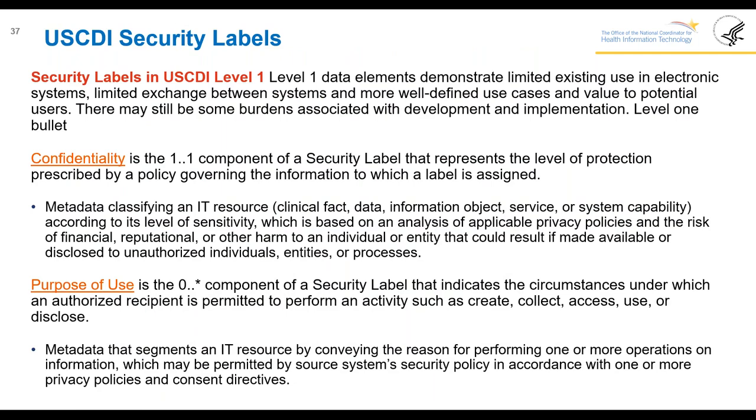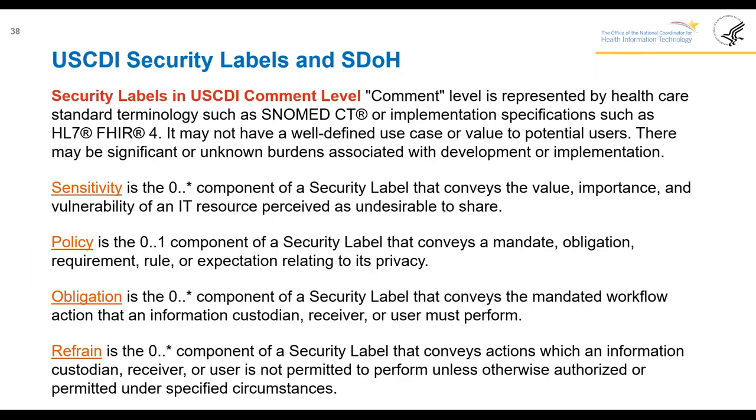Okay, so the ones we recommended as level 1, and they ended up being level 1, which is great, was confidentiality and purpose of use, absolutely core to any security label. Next slide. So level 1 is down. There's the current USCDI, the draft USCDI, level 2, level 1, and comment. So comment is the lowest, and in that we have sensitivity, policy, obligation, and refrain. Those are the definitions we discussed before. Next slide.